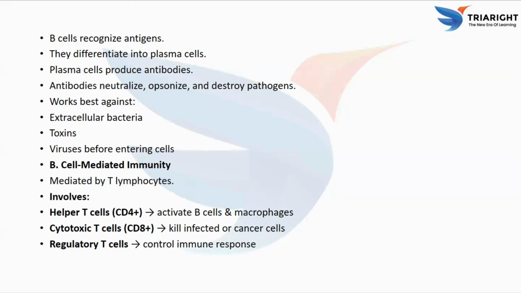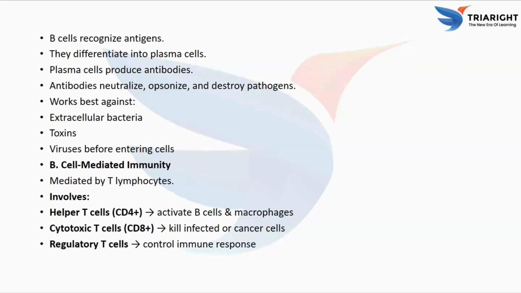So this humoral immunity is most effective when dealing with pathogens outside the cells, because antibodies cannot enter the infected cells, right? For example, extracellular bacteria like streptococcus and staphylococcus. Coming to toxins, for example, tetanus toxin and diphtheria toxin. And viruses before entering cells. Once viruses enter the cells, antibodies cannot reach them. This is when the cell-mediated immunity takes over. So this is how the humoral immunity works.